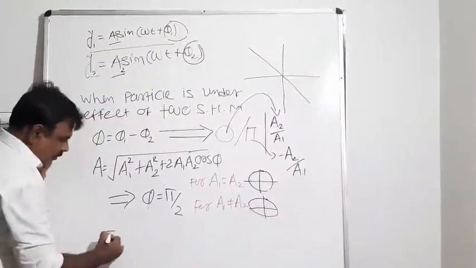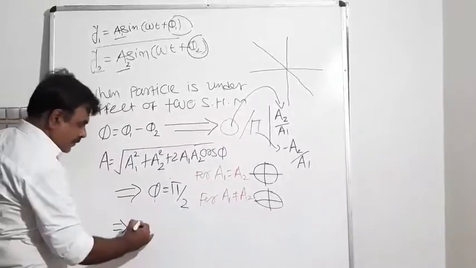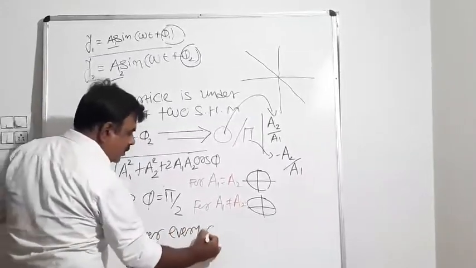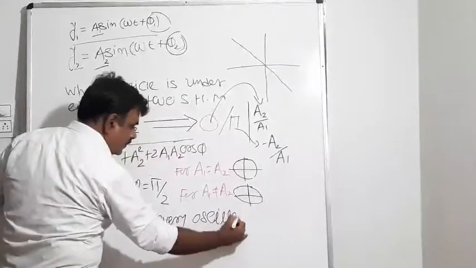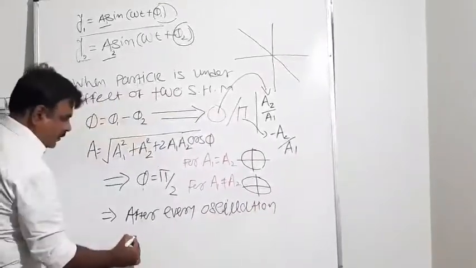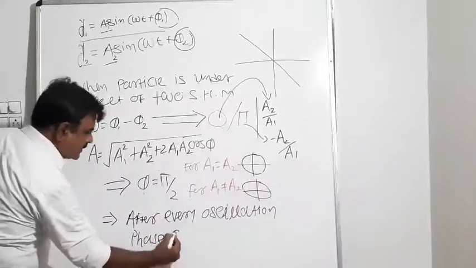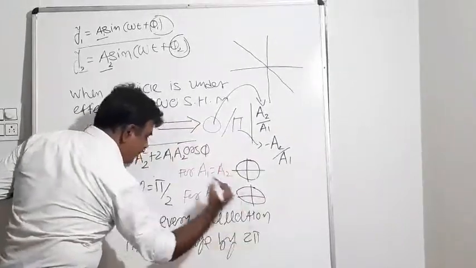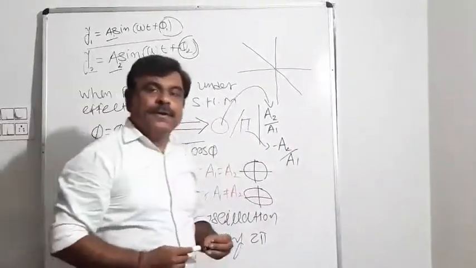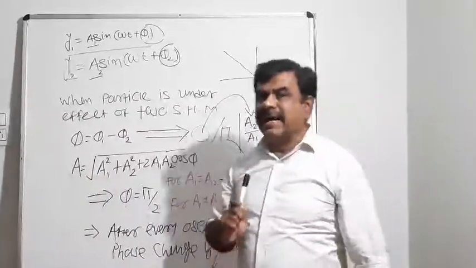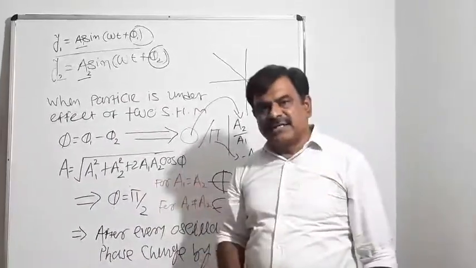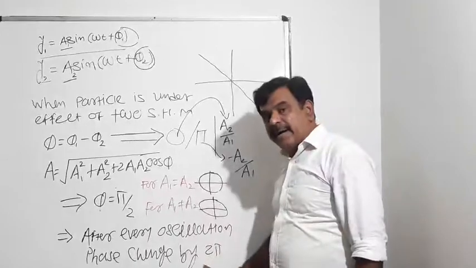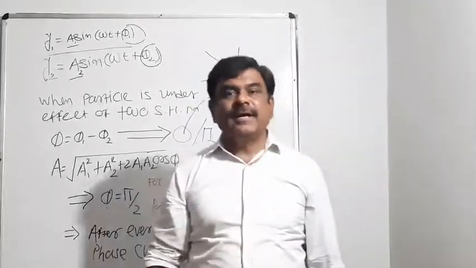And for phase, an important concept: after every oscillation, phase changes by 2 pi. After every single oscillation, the phase of the oscillator changes, or you can say increases, by 2 pi. So naturally after n oscillations it will increase by 2n pi. After every single oscillation the phase changes by 2 pi, so after n oscillations the phase will increase by 2n pi.